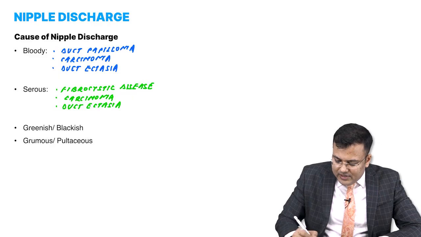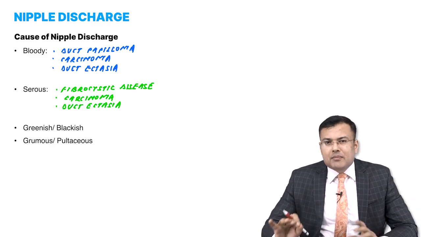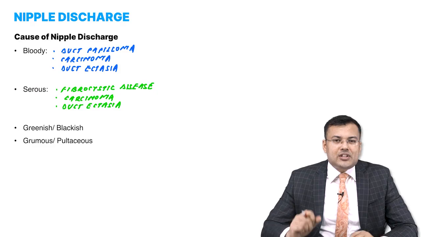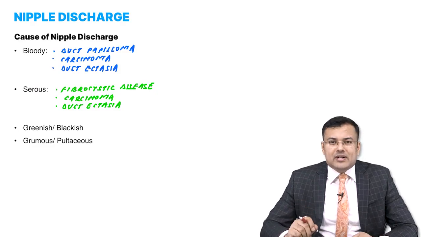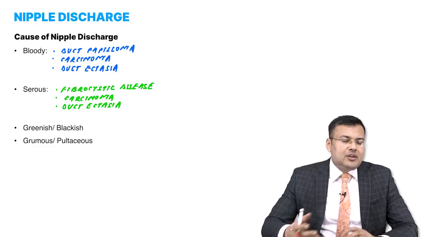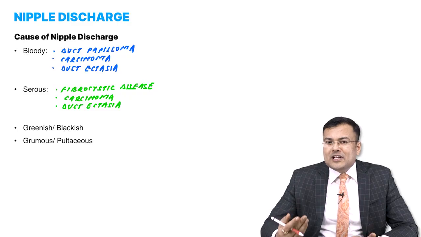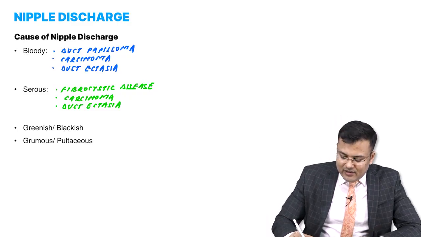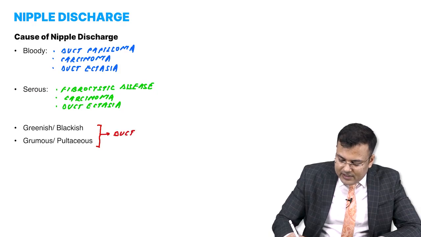Right. Now you tell me, what's the cause of greenish, blackish, grumous, pultaceous nipple discharge? What is grumous or pultaceous? It is thick paste-like, just like toothpaste. So greenish, blackish, grumous, pultaceous nipple discharge is seen in duct ectasia.